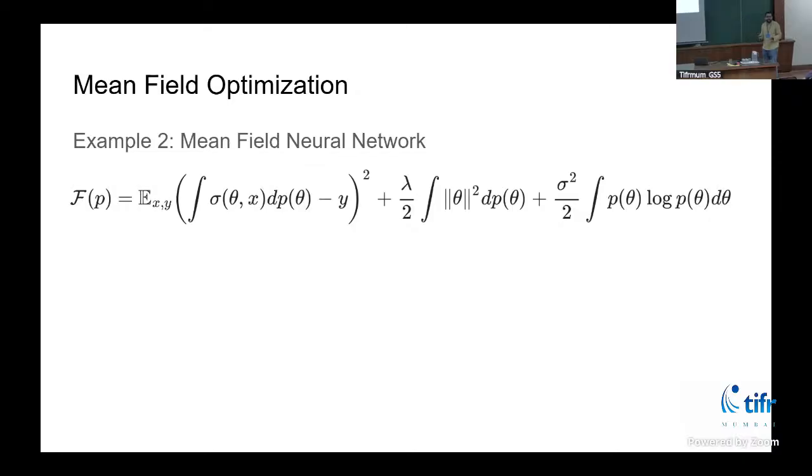Even with finite, it's a finite measure basically. So it captures a lot of neural network theory. And then this is an L2 error on this, and the expectation over all data points. So you want to predict y with x with this mean field neural network.